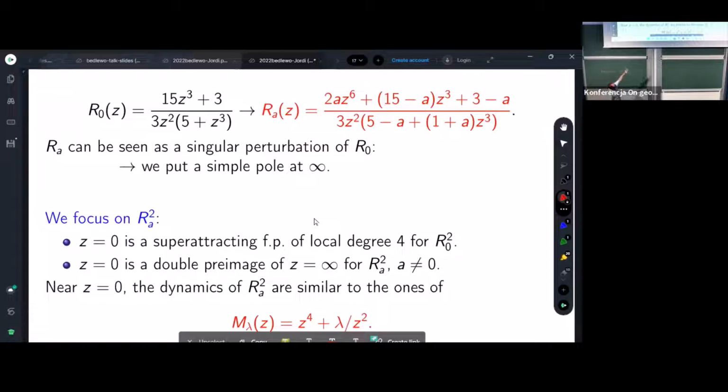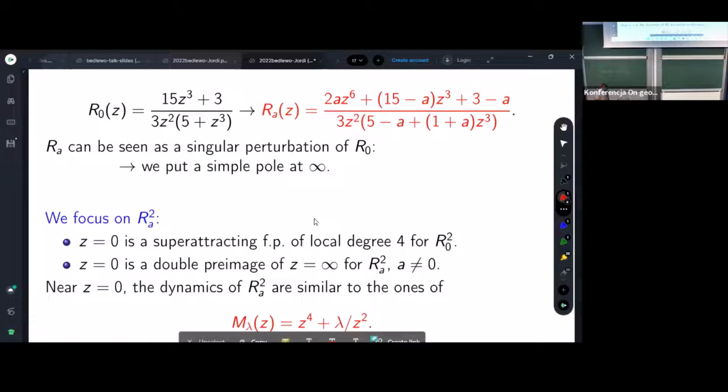So that's why we consider this singular perturbation with that many parameters. This is the way of adding the simple pole at infinity while keeping all the symmetries in the dynamical plane, which allows us to work correctly, to be able to do surgery, and to know where we are going to finish.